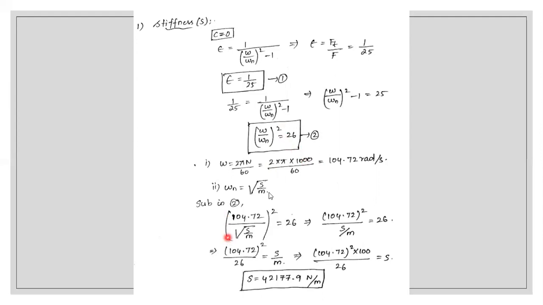So listen here. Omega by omega n, right? Omega is 104.72, and omega n is root of s by m, so (104.72 by root of s by m) whole square is equal to 26. Among this, we won't know the mass value, and we don't know the stiffness value. So the s value is the only unknown. Just keep the s value alone on the left hand side, take everything to the right hand side and reduce the equation, and you will easily calculate the value of stiffness.